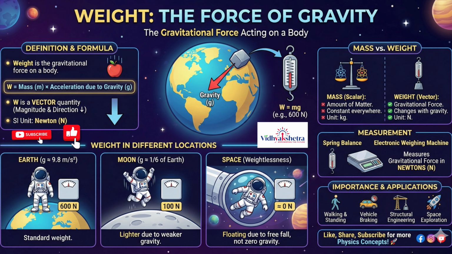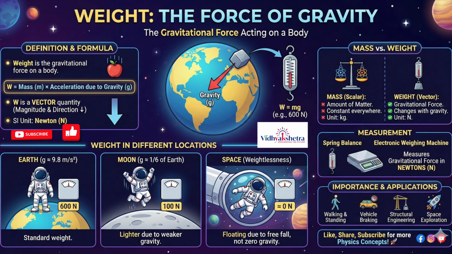Mass versus weight. Mass and weight are often confused, but they are very different. Mass: amount of matter in a body, remains constant everywhere. Scalar quantity. SI unit: kilogram, kg. Weight: gravitational force on a body, changes with gravity. Vector quantity. SI unit: Newton, N. Mass never changes, but weight changes depending on location.